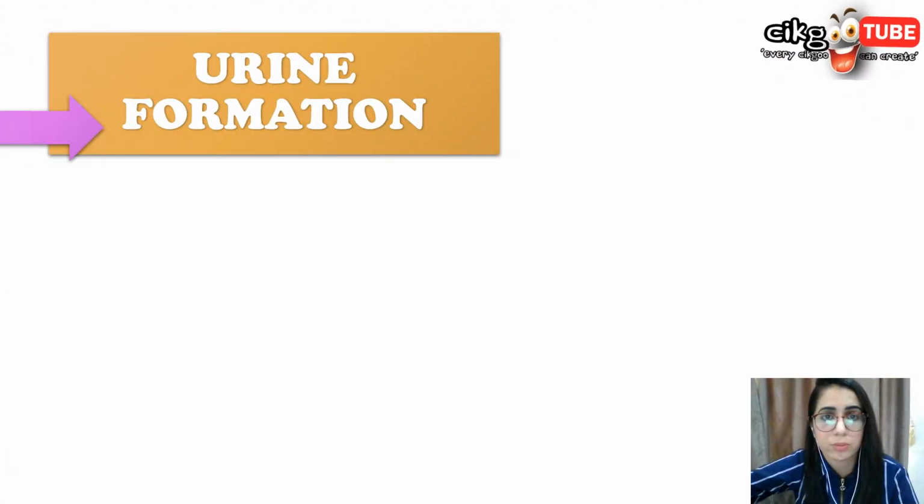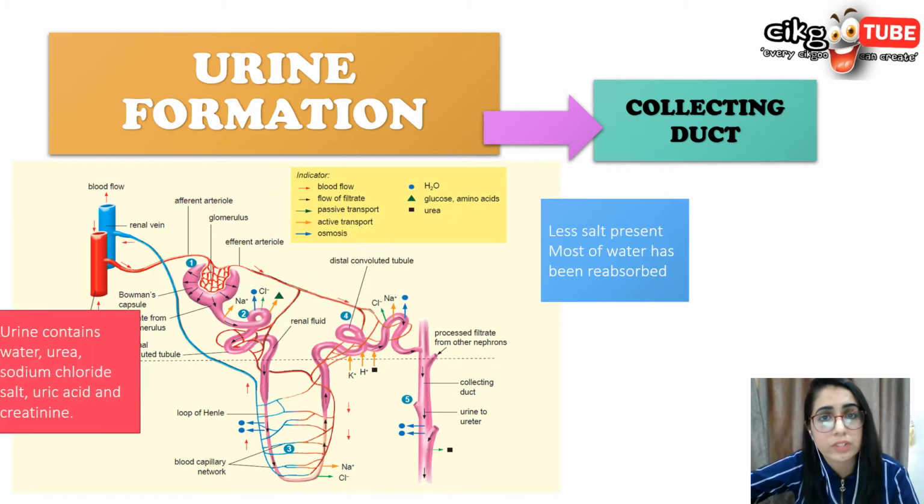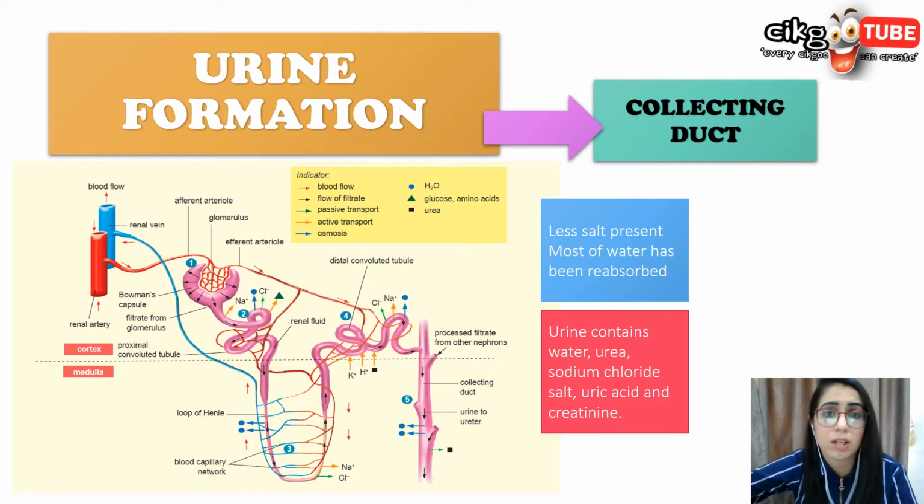Now, urine formation. When the renal fluid reaches the collecting duct, only a small amount of salts are left, and most of the water has been reabsorbed back into the bloodstream. This remaining renal fluid is now called urine. It flows into the collecting duct.